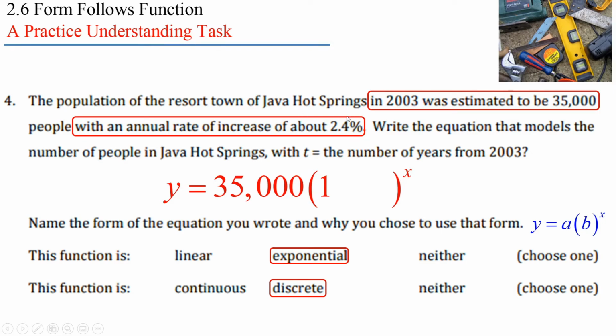So 2.4%, I could think of, drop the percent. Let's move the decimal place. 1, 2. So I see a 0.0. Let's do that again. Yeah, 1, 2, 0.024. So my common ratio is actually going to be 1.024. And that is 100% of last year's population plus 2.4% more with that 0.024 right there. Beautiful. There it is.